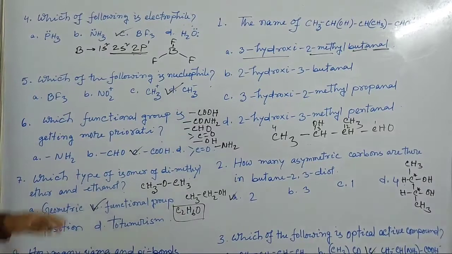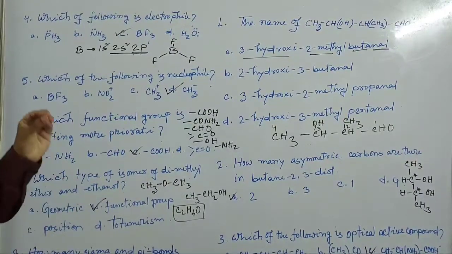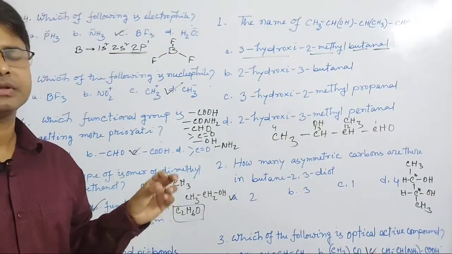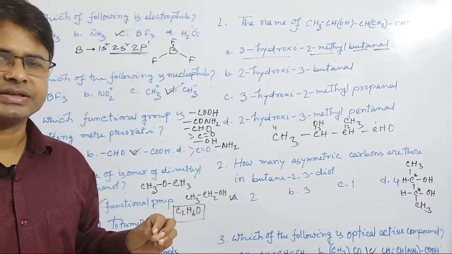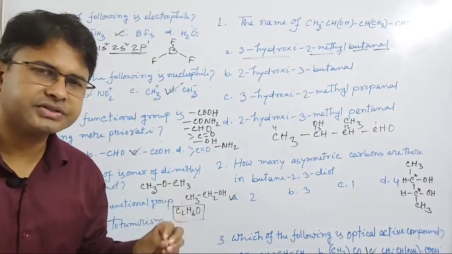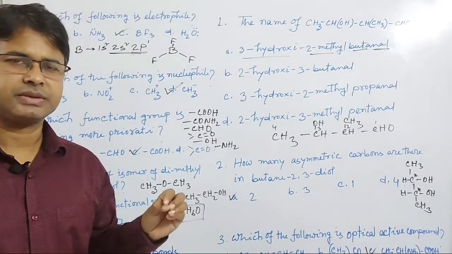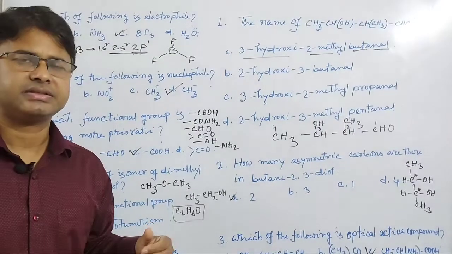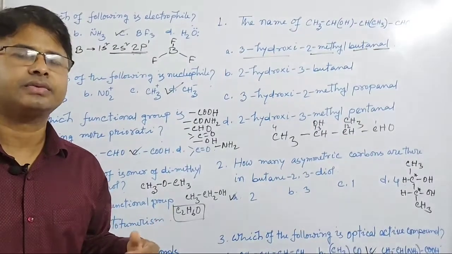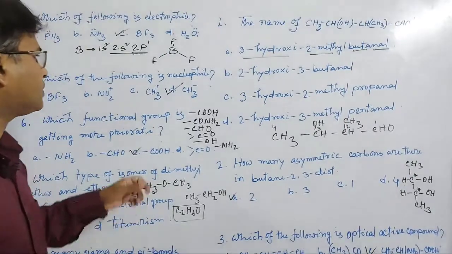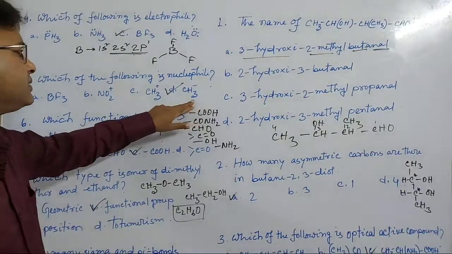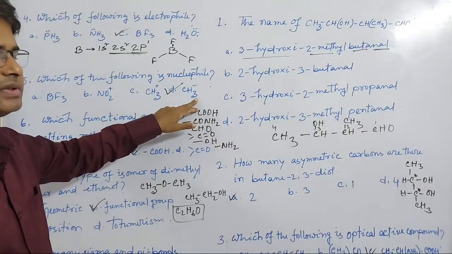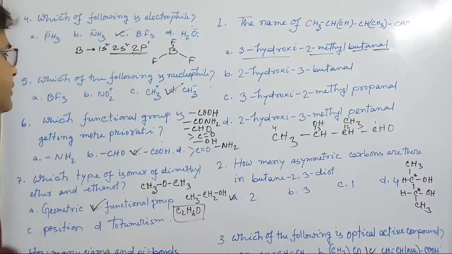And again, number 5. Which of the following is a nucleophile? Nucleophile means nucleus means center, and you know that the center of an atom contains positive protons, and so the chemical species which attack the positive center are known as nucleophiles or nucleophilic reagents. Of course, negative ions attract to the positive center. That's why all negative ions are nucleophiles.